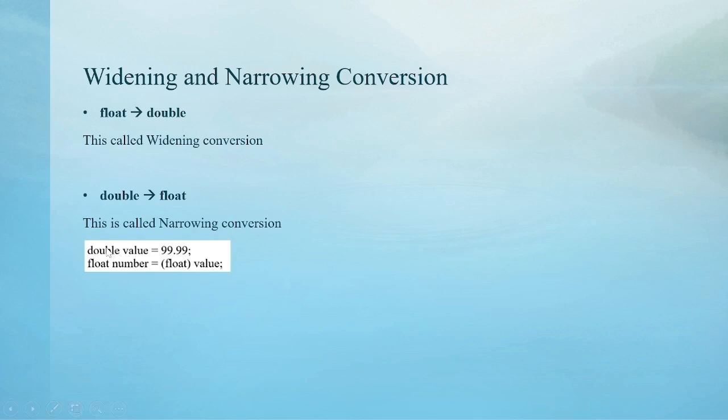For example, I have double value is equal to 99.99. Value is the variable, double is the data type, and this is the value that I have assigned to the variable called value. Here, I'm telling Java explicitly to convert this variable, that is value, to float, and store it in the variable called number, which is of type float.